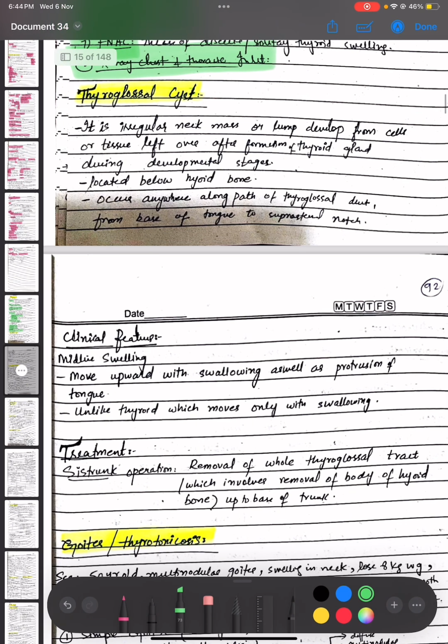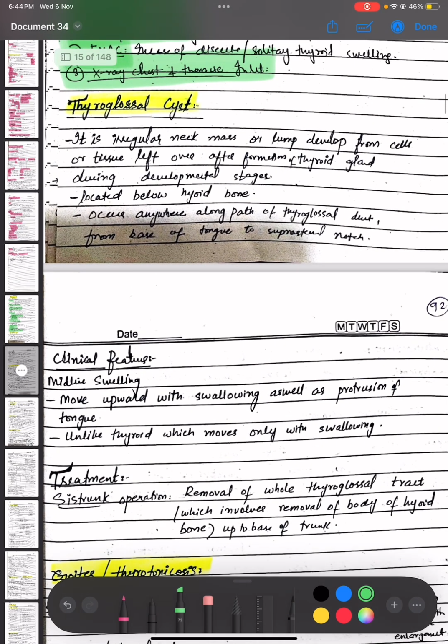Okay, thyroglossal duct. What is it? It is an irregular neck mass or lump which develops from the cells or tissues left over after formation of thyroid gland during developmental stages. It is located below the hyoid bone.